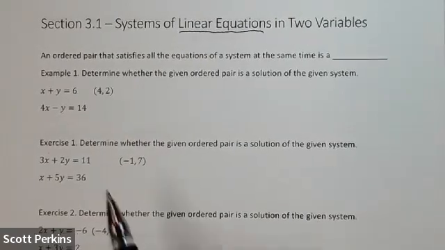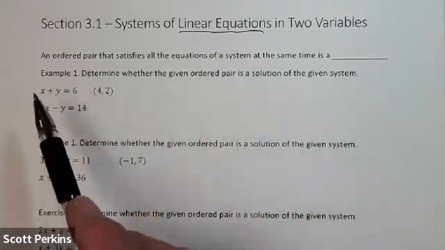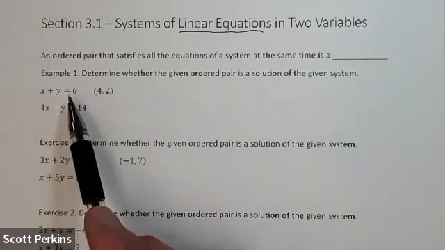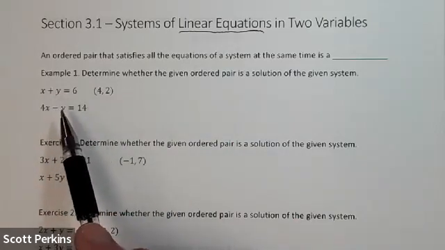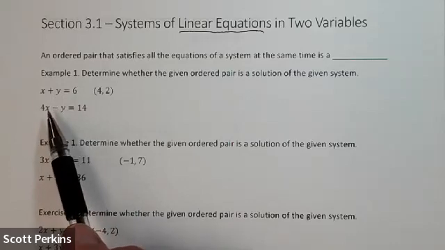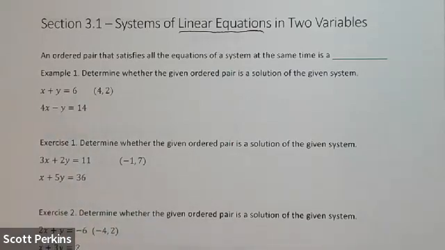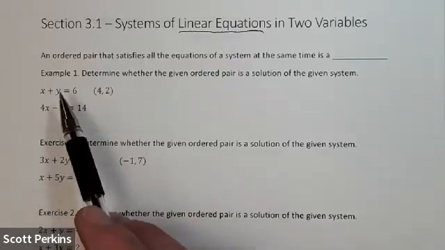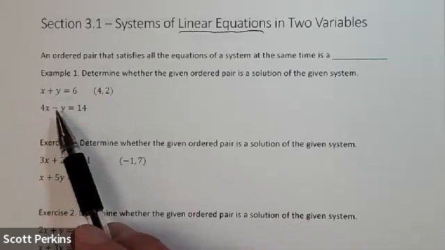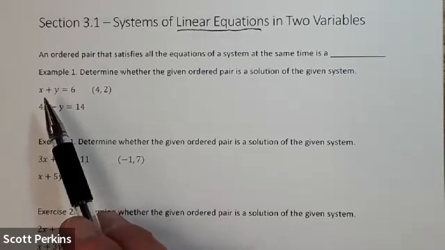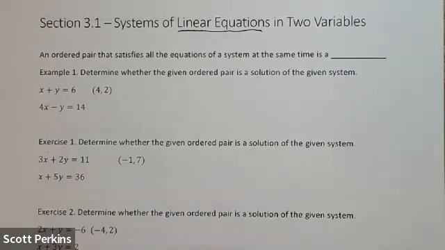If you look down the page here, we'll come back to that definition. Example 1 shows you an example of a system. This system right here has two equations. In general, any system is two or more equations, but we're just going to deal with systems of two equations in this class. So what does it mean when I have a system and I'm asked to solve it? What is the result going to be?